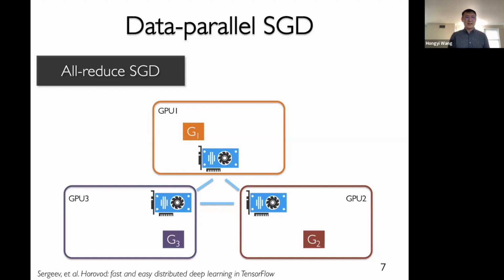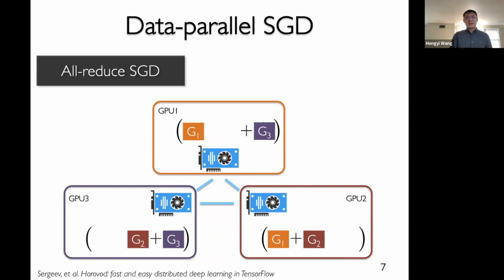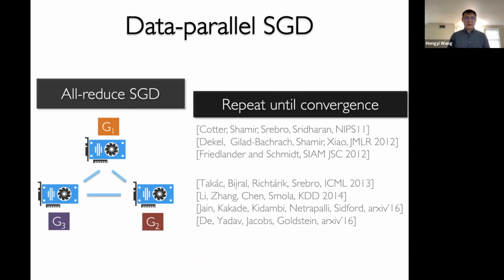Let's say each GPU communicates its gradient to its neighbor GPUs and then aggregates the received gradient values, right? Then you can do that again. And finally, what we really want is that each GPU has received the gradient computed across all the GPUs in the cluster. So that basically finishes one round of data parallel SGD. And then you can just repeat the procedure until convergence for multiple iterations.